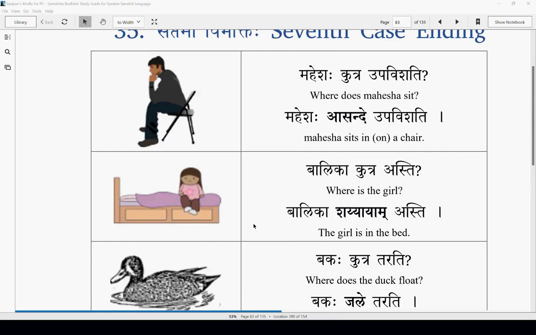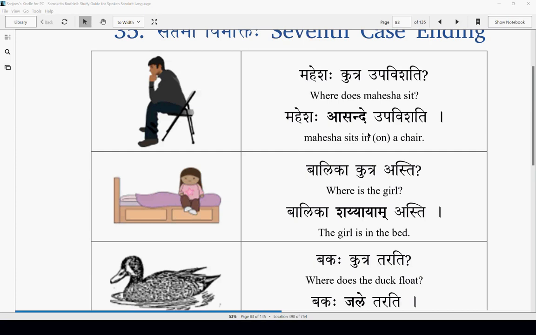So here there are some Kriya Padas used, like you see here, like Upavishati. So Asande Upavishati. This person is sitting in the chair. Now, Upavishati is a Kriya Padam. So sitting is the Kriya or the action happening. So where is that action happening? Asanda. Asanda means asanam or chair or any support.